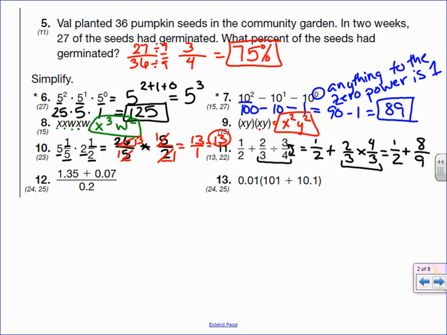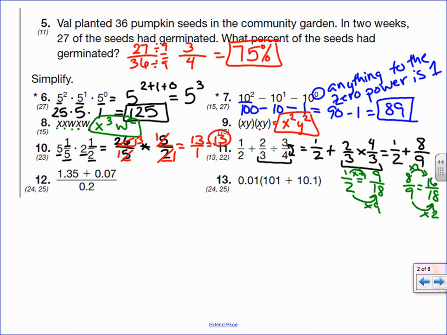And now I have to add 1/2 and 8/9. And to do that, I need to have a common denominator. So I'm going to find a multiple of 2 and 9 that is common, and that's going to be 18. So I have 1/2 written as something over 18. Well, to go from 2 to 18, I multiply by 9. Whatever I do to the bottom, I do to the top. 1 times 9 is 9. And then I have 8 over 9 written as something over 18. To go from 9 to 18, I multiply by 2. Anything I do to the bottom, I do to the top. 8 times 2 is 16.